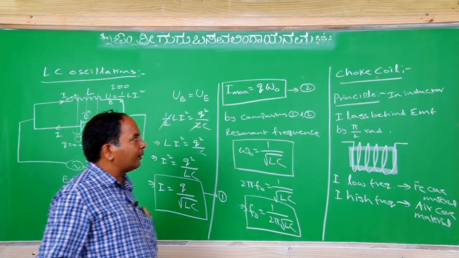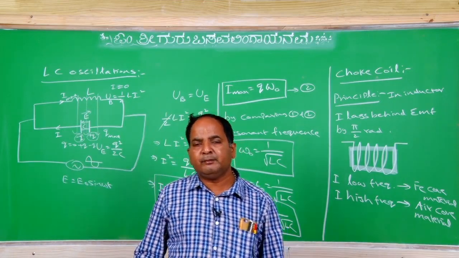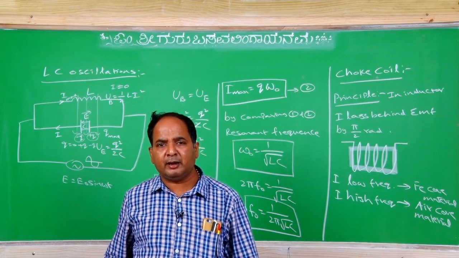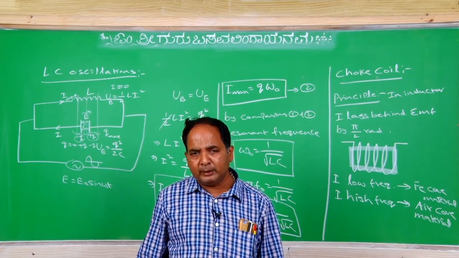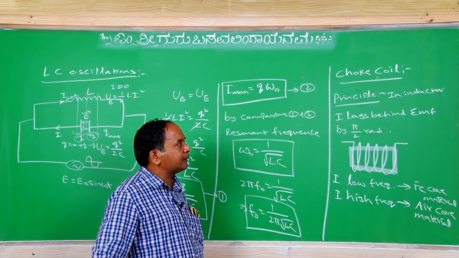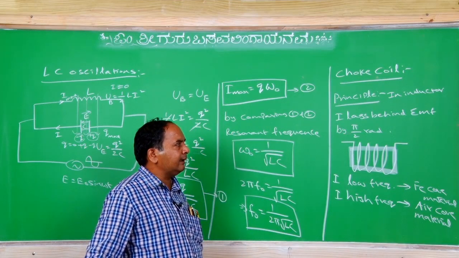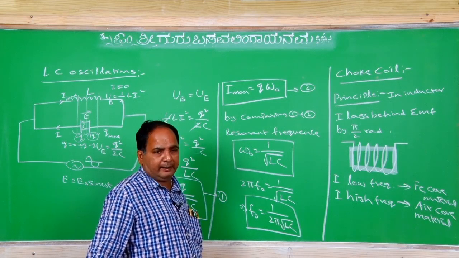Choke coil means the electrical device which prevents the conversion of electrical energy into heat energy, or the loss of electrical energy into heat energy. It works on the principle that in an inductor, current lags behind EMF by pi by 2 radian.